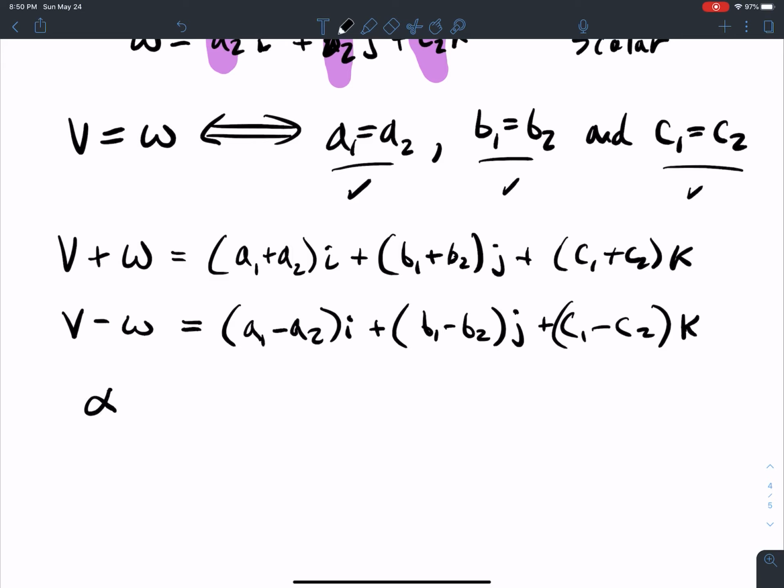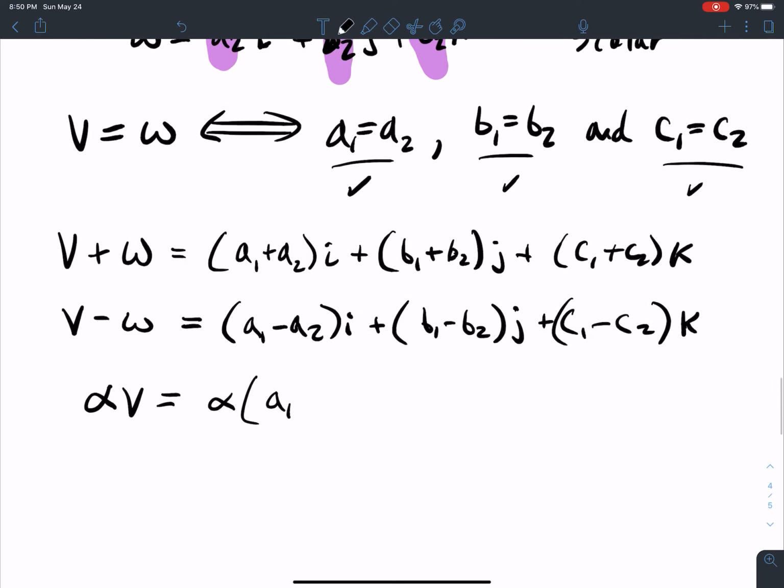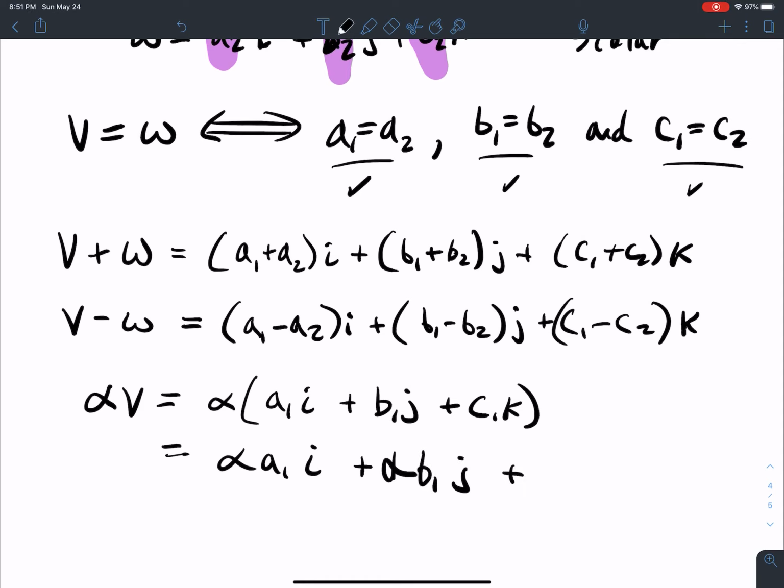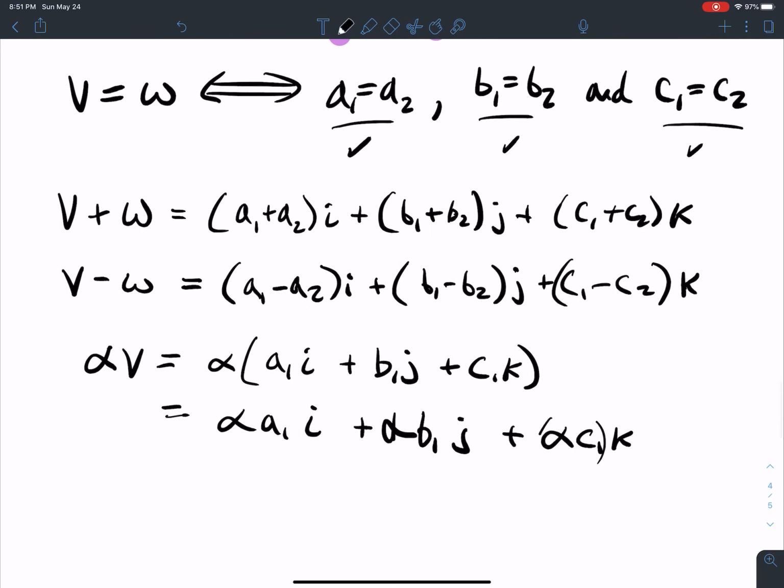Alpha, a scalar, multiplied by v is alpha times a1i plus b1j plus c1k, which equals alpha a1i plus alpha b1j plus alpha c1k. It distributes to each piece there. So each component sitting right there.